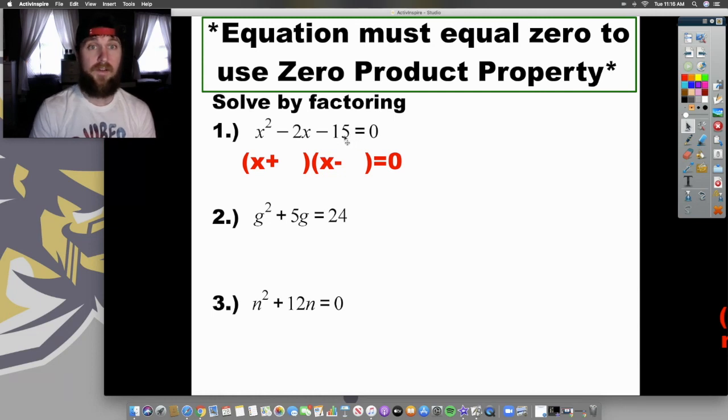That's it. So 5 and 3 multiply to give us 15. One of them has to be negative. And when we add them together, it needs to come out to be a negative. So we need the bigger number, which is the 5, to be negative.